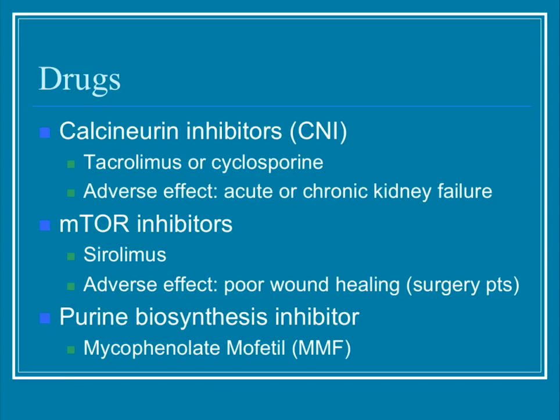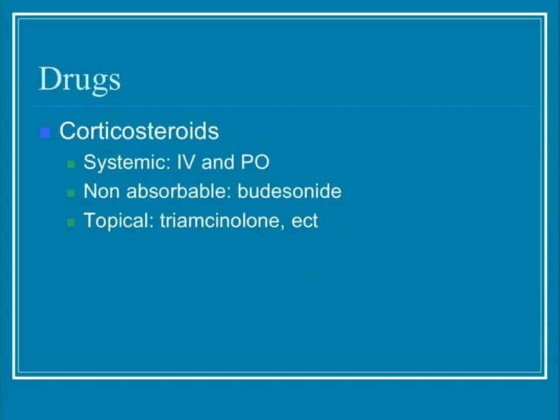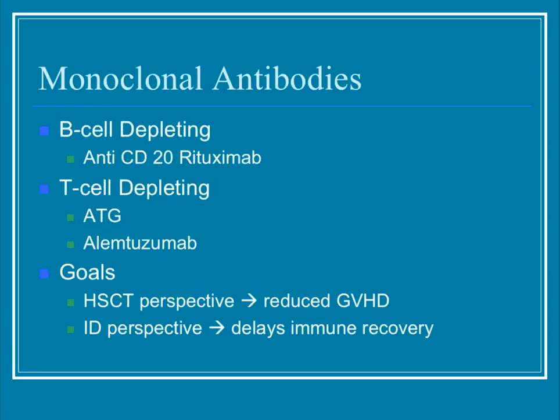Purine biosynthesis inhibitors, this is your MMF. Corticosteroids also come in more flavors than I thought there were. Systemic, non-absorbables like budesonide, which we often use for lower level GVHD of the gut, and topicals.